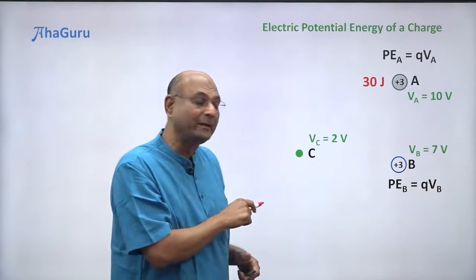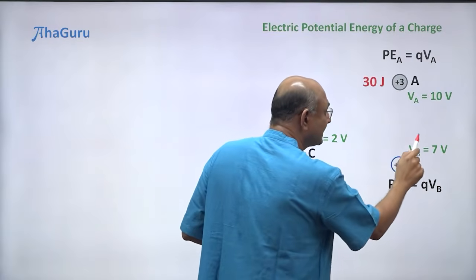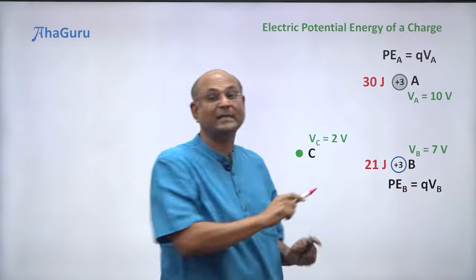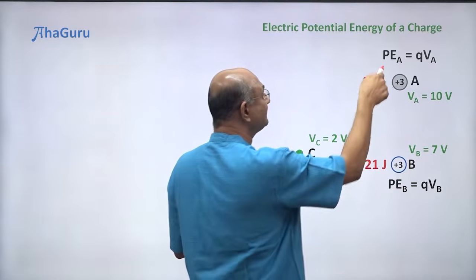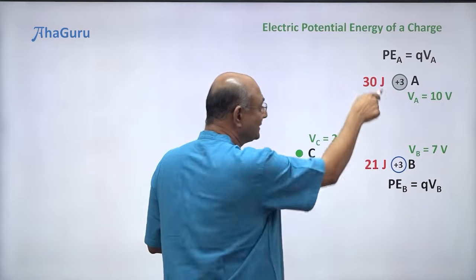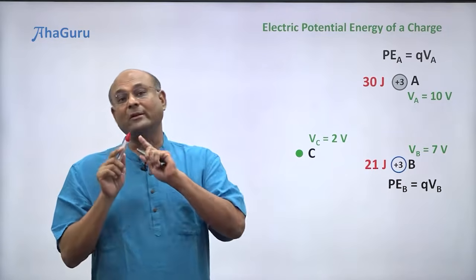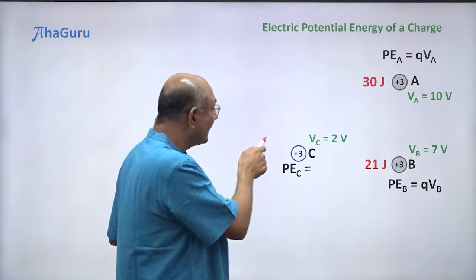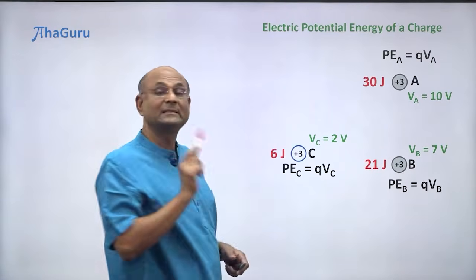Now the charge is at B. So that means 3 times 7, so the energy will be 21 joules. Now the charge has 21 joules. The same charge when it was at A had 30 joules. When the charge moves to B, it has only 21 joules. Suppose the charge moves to C, it will have how much energy? 3 into 2, 6 joules.